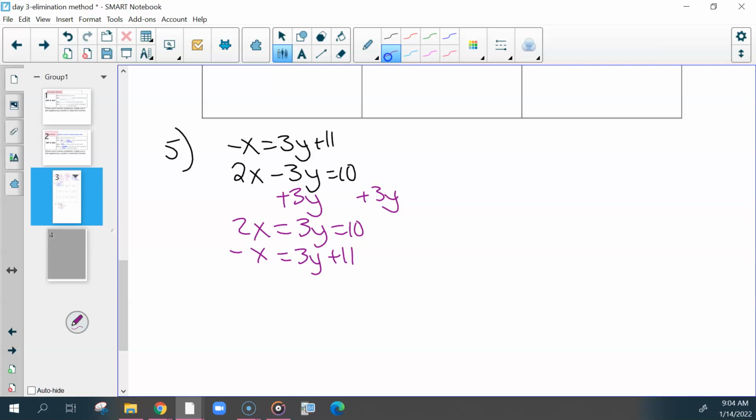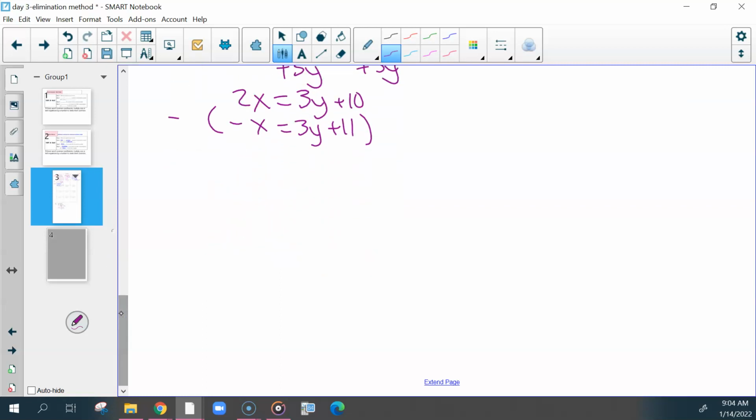There's 2 equal signs. Is this 2 plus, 3 plus? Okay. Are we adding or subtracting? Subtract. 2x minus negative x would give us 3x. 3y minus 3y would be 0. 10 minus 11 would be negative 1. So when we divide this, we're going to end up with a fraction.